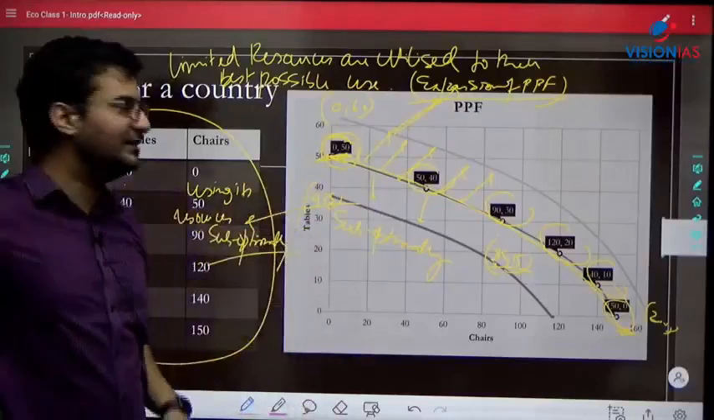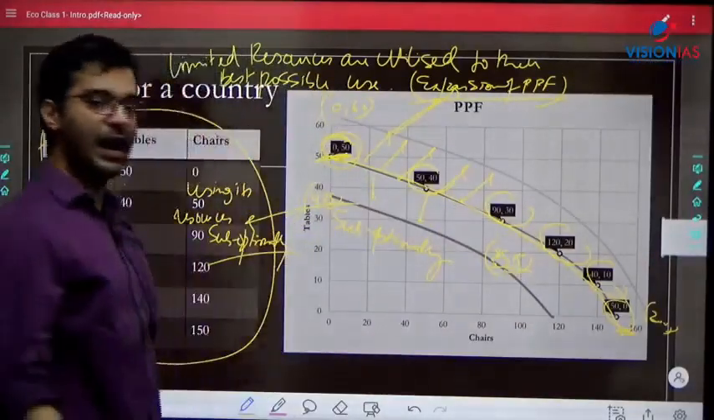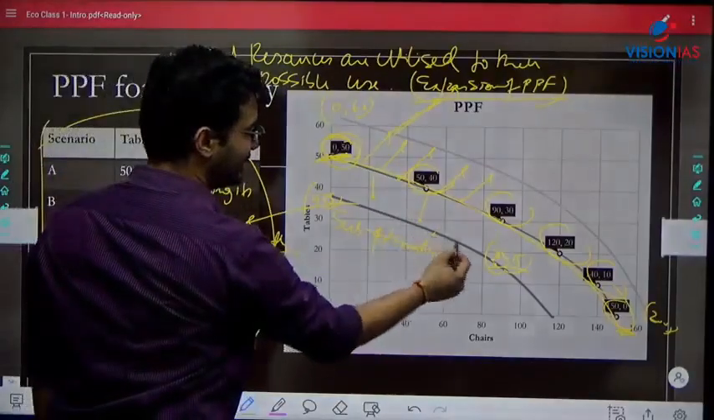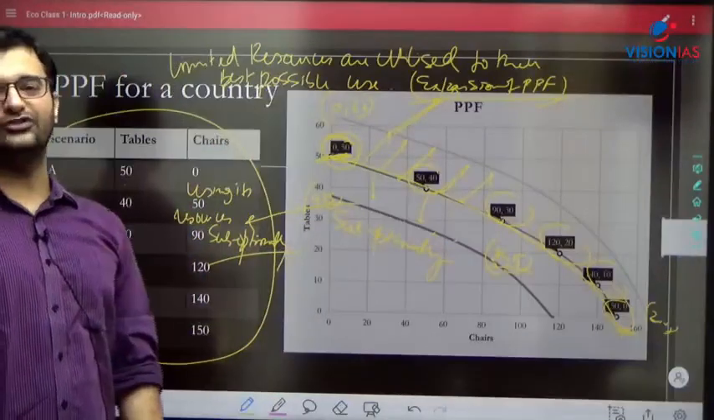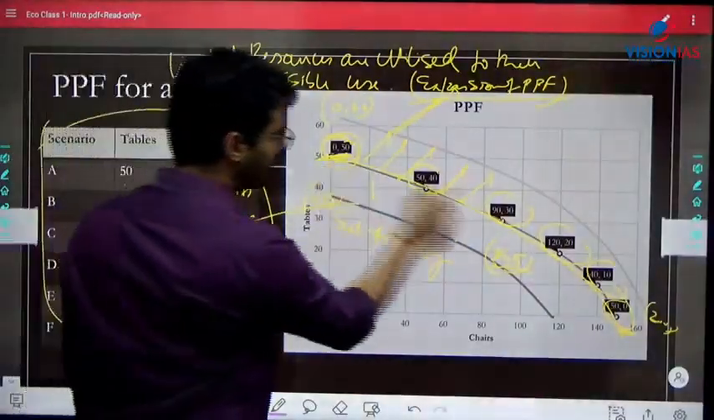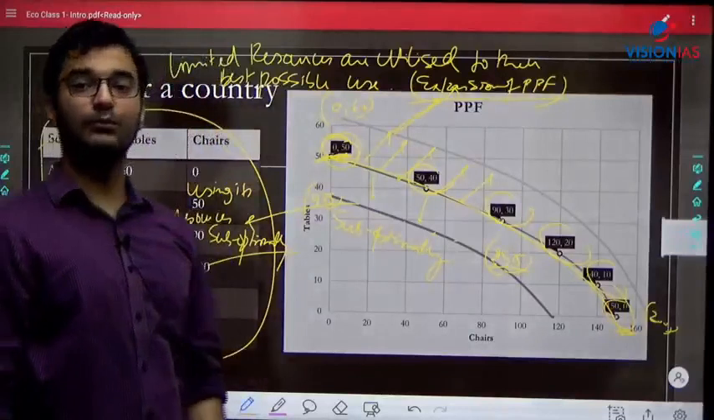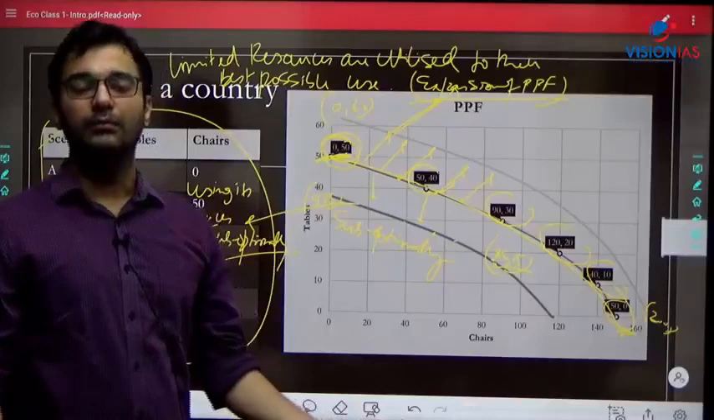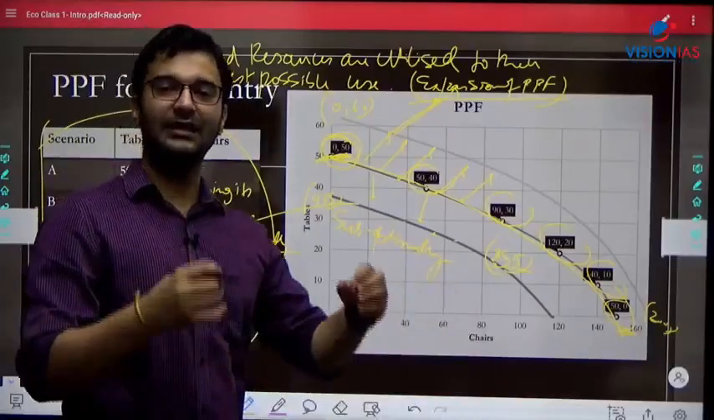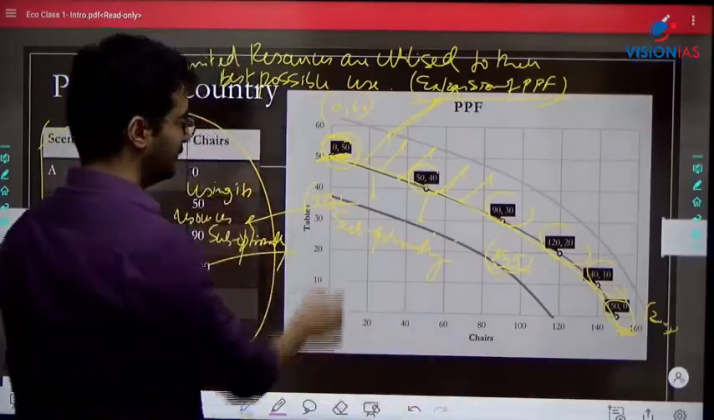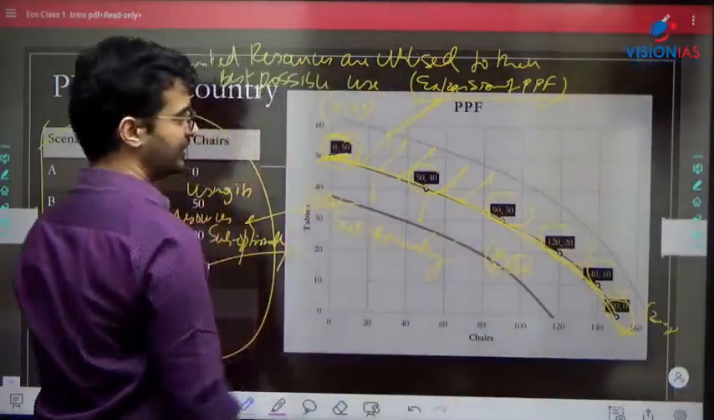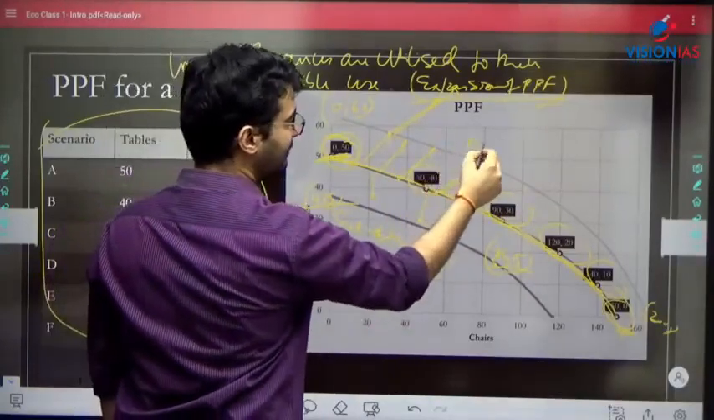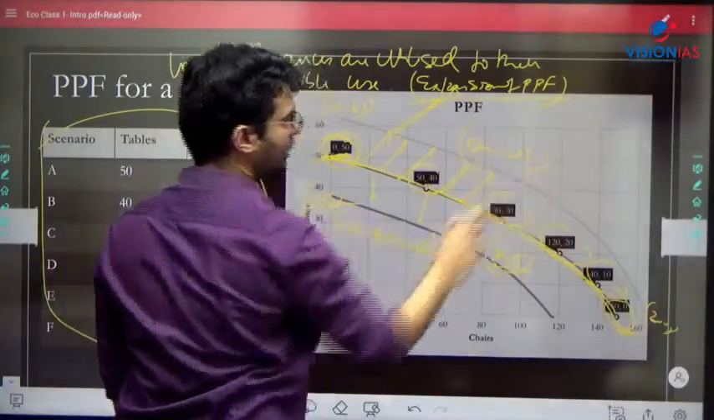So all the points on the curve are optimal points of production. All the points inside the curve are suboptimal points of production. All the points outside these curves are more efficient than the optimal allocation, therefore not possible. More efficient than optimal. Optimal is defined as most efficient. Here is the most efficient use of resources. Therefore, all these points are not possible. These are certainly desirable, but these are not possible.